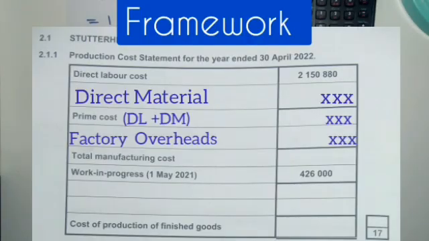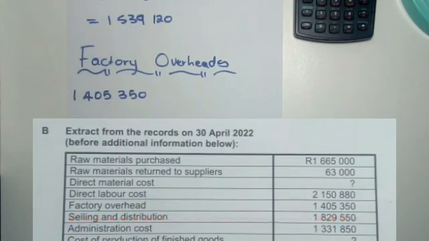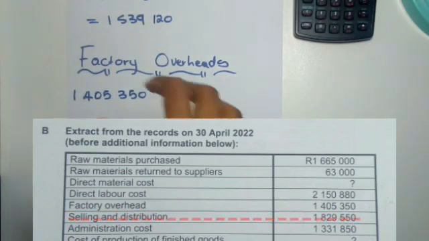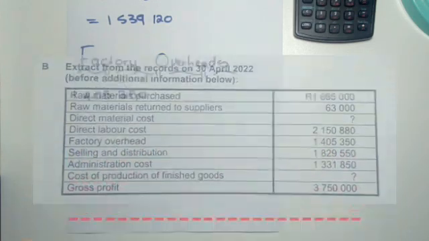3,690,000. The next line item after prime cost is factory overhead cost, and in our information B, they have given us factory overheads as 1,405,350, and we are just going to use our additional information C in order to adjust it.